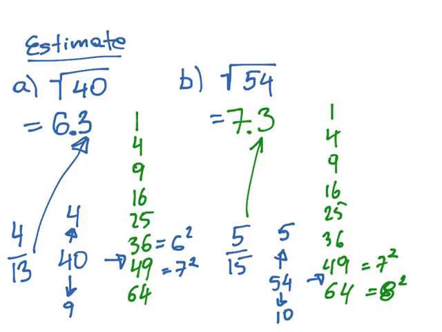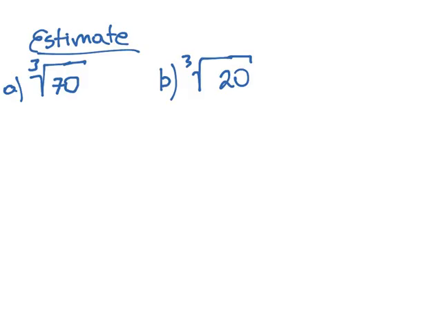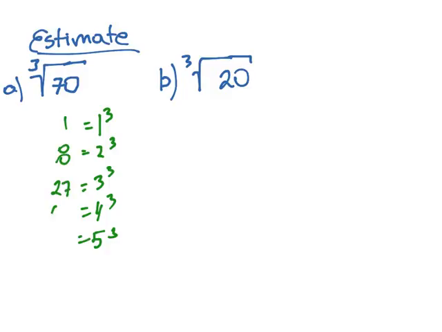Let's take a look at different estimates. Now we're going to use estimation to find the cube roots. So now we have to make a list of cube roots. So 1 cubed, 2 cubed, 3 cubed, 4 cubed, and 5 cubed. You need to know those by heart. So 1, 8, 27, 64, and 125. And 70 lies somewhere between 64 and 125. So we know that our answer is going to be a 4 with a decimal point.